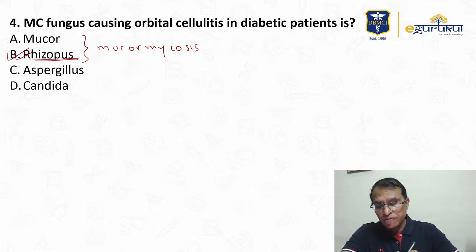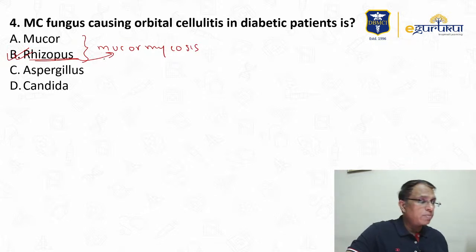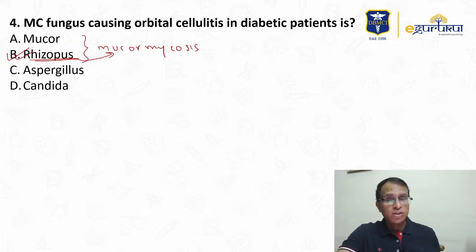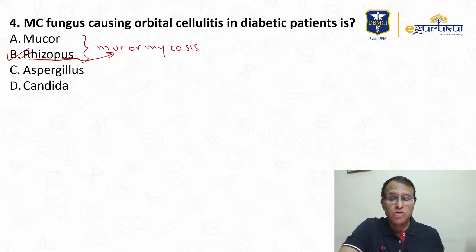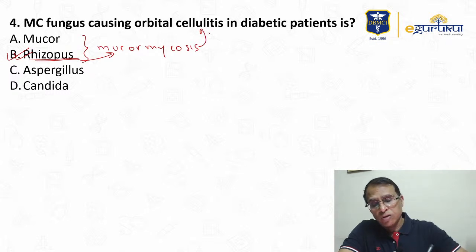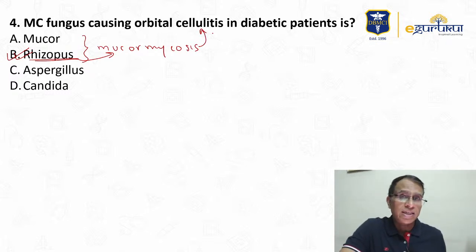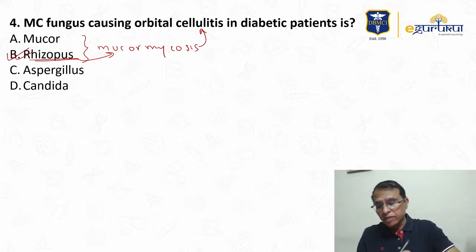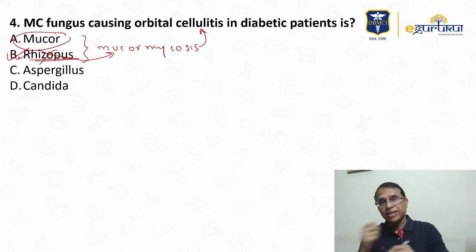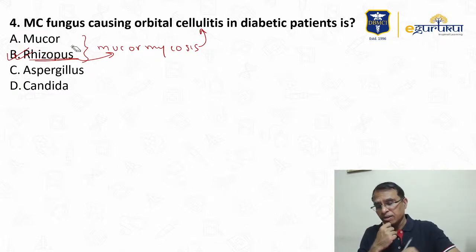Rhizopus is the most common fungus causing mucormycosis, although the name comes after Mucor, but Rhizopus is more common than Mucor. Both can cause mucormycosis, like I said, but Rhizopus is a better answer when they ask which is the most common fungus causing mucormycosis, and this causes orbital cellulitis also. But Mucor is not a wrong answer. Both are nearly correct. But if Rhizopus is not given, then you can go for Mucor. If Rhizopus is given, then you have to go for Rhizopus.